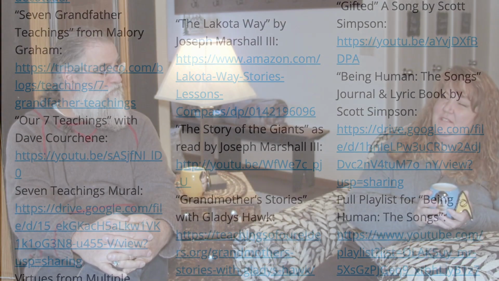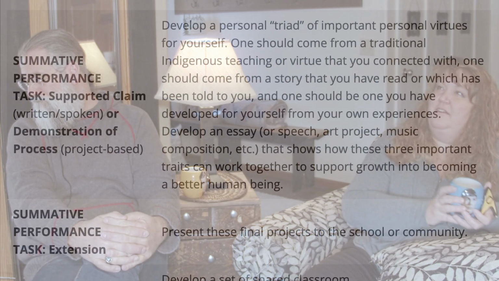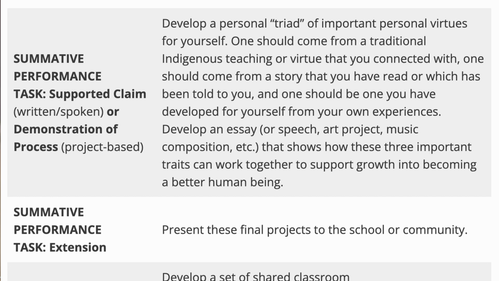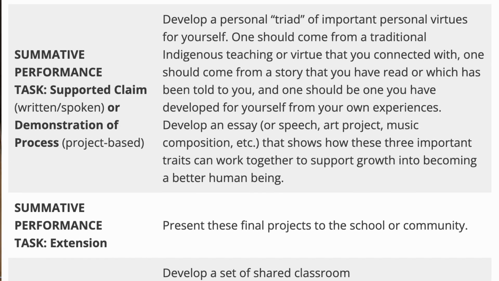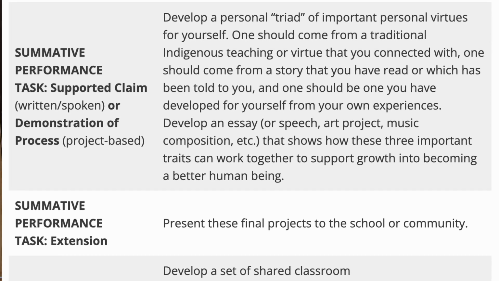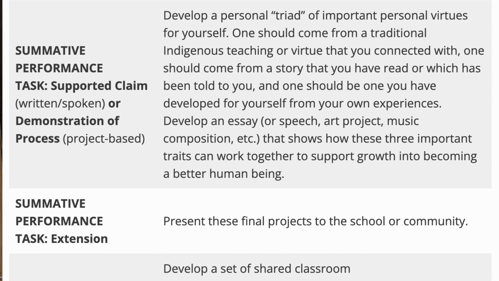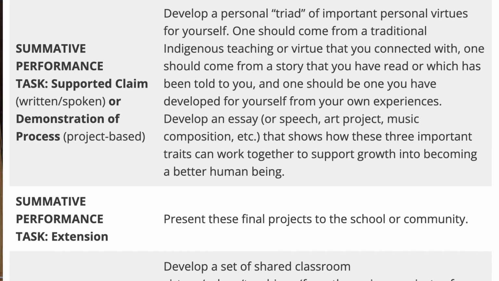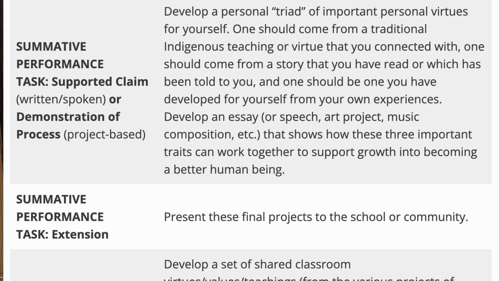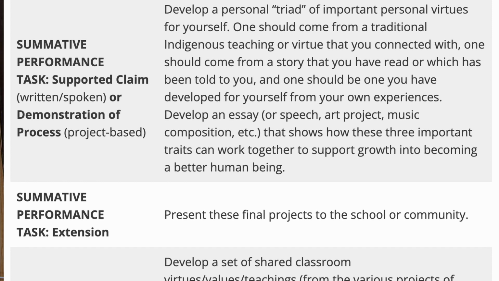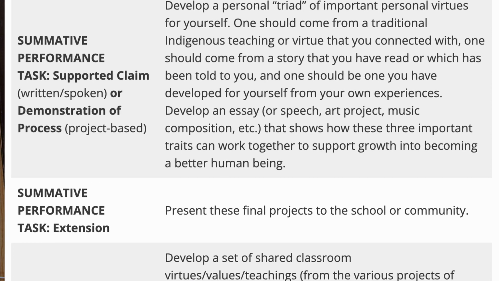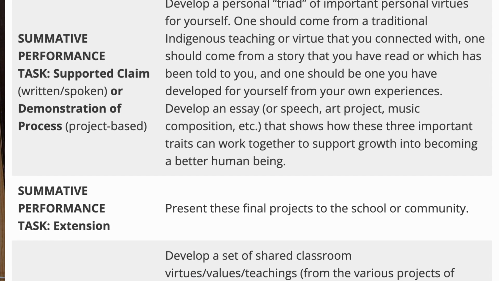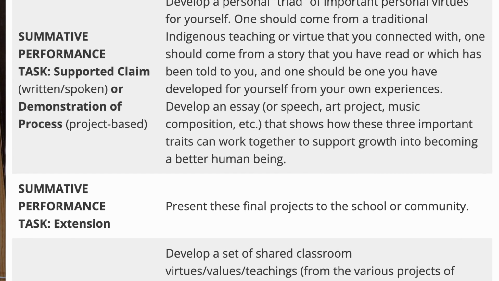So then as we look at what the summative performance task is going to be, there's a couple things listed here. There's a project-based one where we talk about developing a personal triad of important personal virtues for yourself. One should come from a traditional indigenous teaching or virtue that you connected with. One should come from a story that you've read or which has been told to you. And one should be one that you developed for yourself from your own experiences. Develop an essay or speech, art project, music composition, or something else that shows how these important traits can work together to support growth into becoming a better human being.